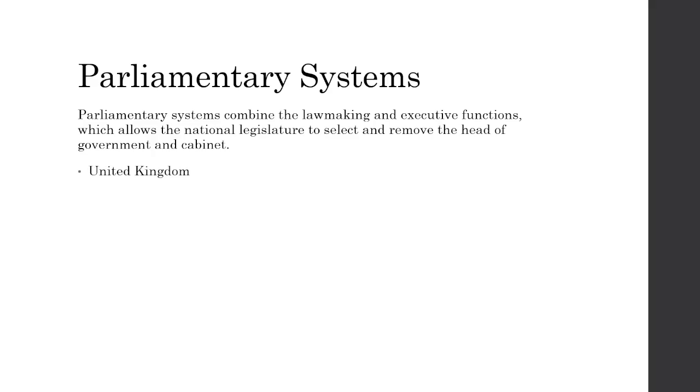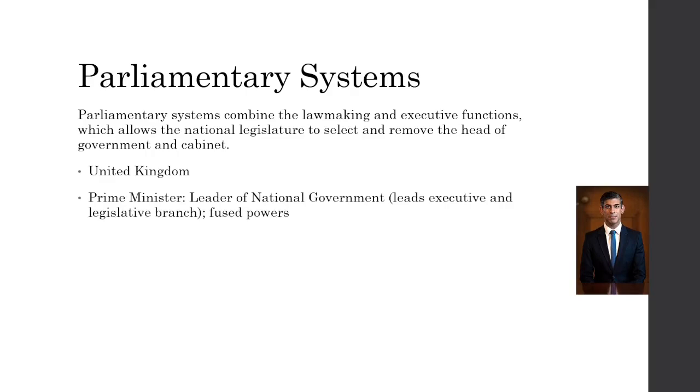So as we discussed, this is the United Kingdom. It's our only course country that is parliamentary. They have a prime minister who is the leader of the national government. They lead the executive and legislative branch because of the fused powers. The legislator's majority political party is the people who select a prime minister. The citizens do not elect a prime minister in the United Kingdom. They do not have elections like we do in the United States every 4 years for their prime minister. This is selected through their parliament.